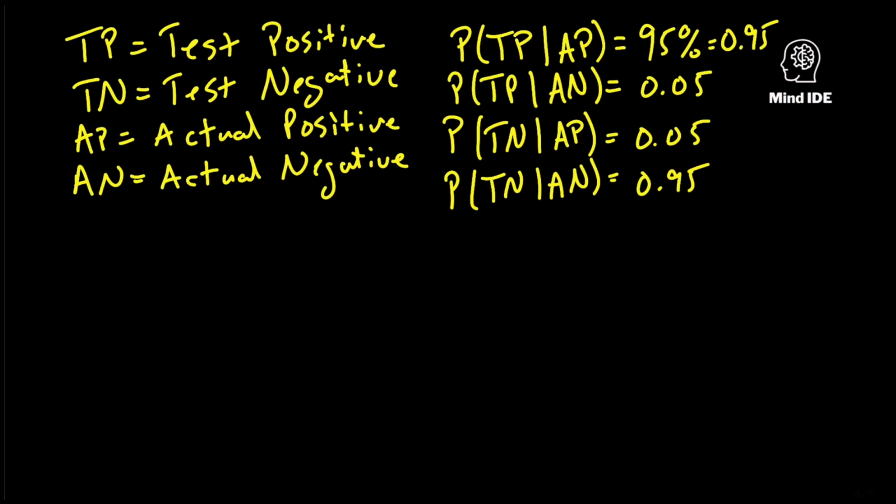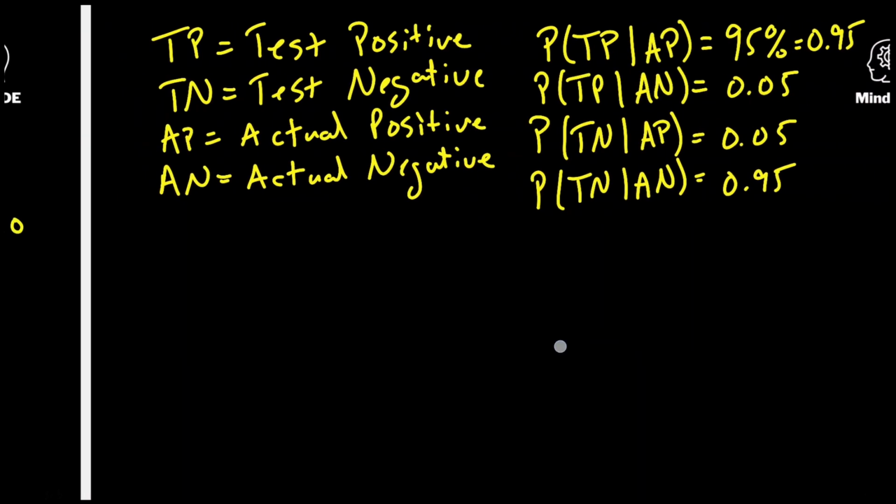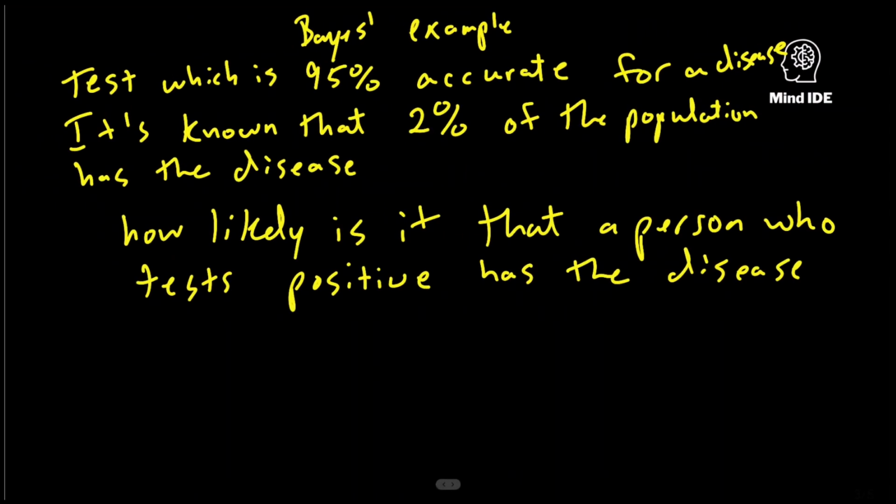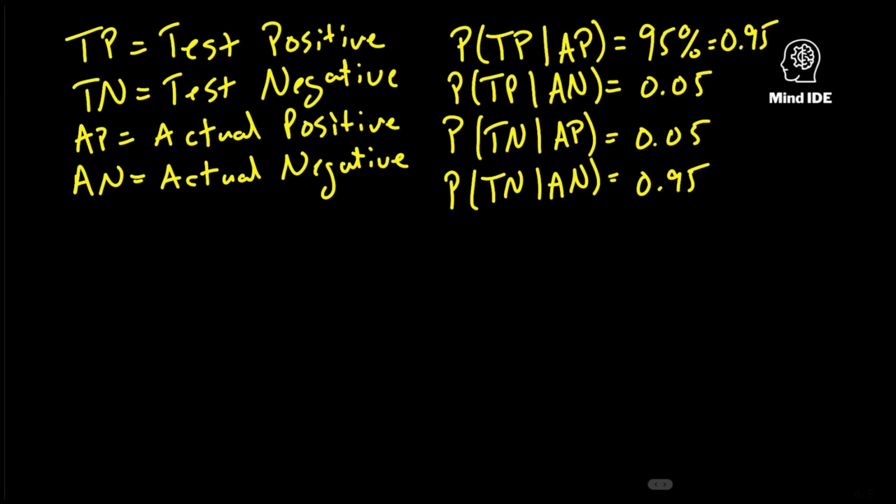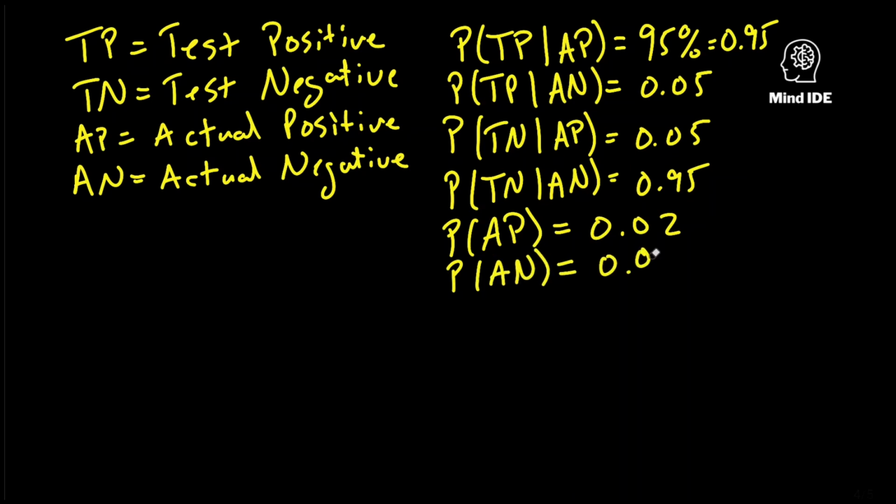Okay, so from that we get those numbers, but we also know from this 2% we have another couple of probabilities here. Probability of actual positive is equal to 0.02, which is 2% of the population. Probability of actually negative is 0.98, which is 98% of the population.